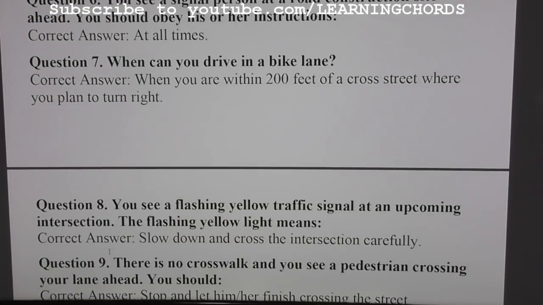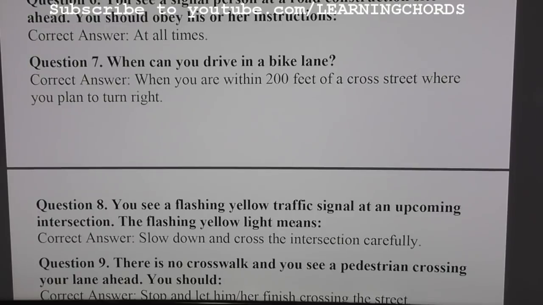Question 8, 3 questions to go. You see a flashing yellow traffic signal at an upcoming intersection. The flashing yellow light means slow down and cross the intersection carefully. Remember, red light means stop. Green light means go. And yellow light means slow down and be careful.